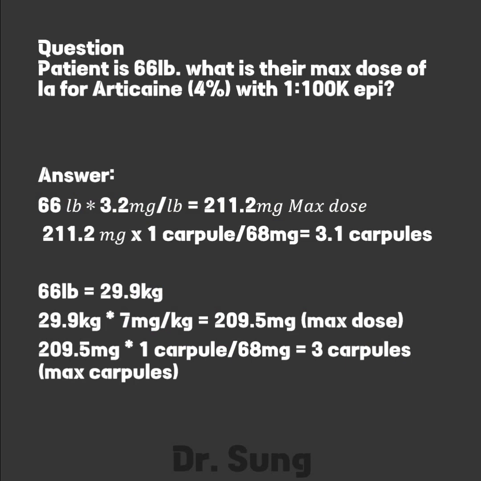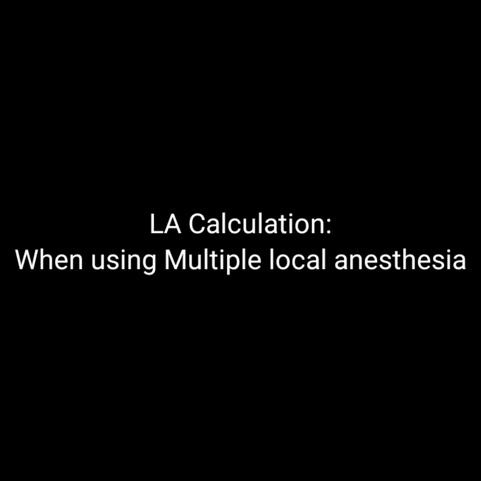So if you round it down, 3 carpules we can give. As you can see, 3.1, but how can we give 0.1 carpules, right? So just make it 3 carpules. Next session, I'm going to explain how to calculate multiple local anesthesia calculations.